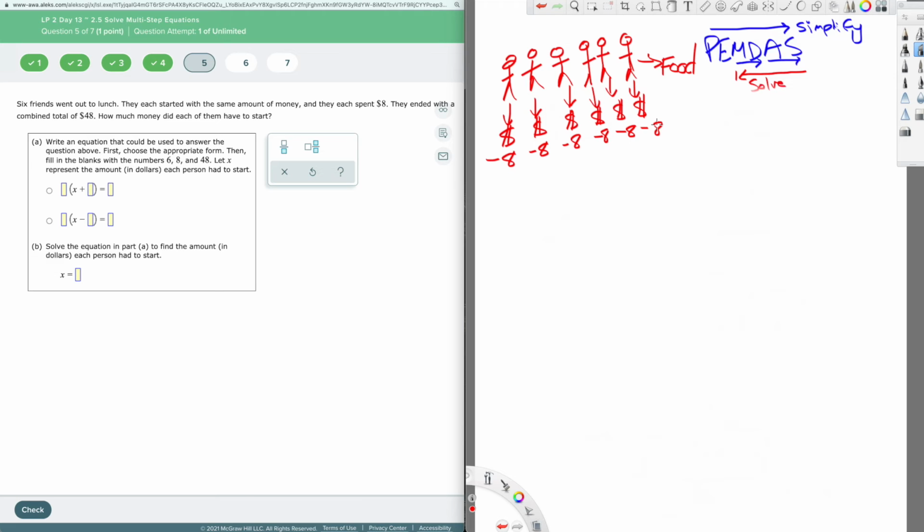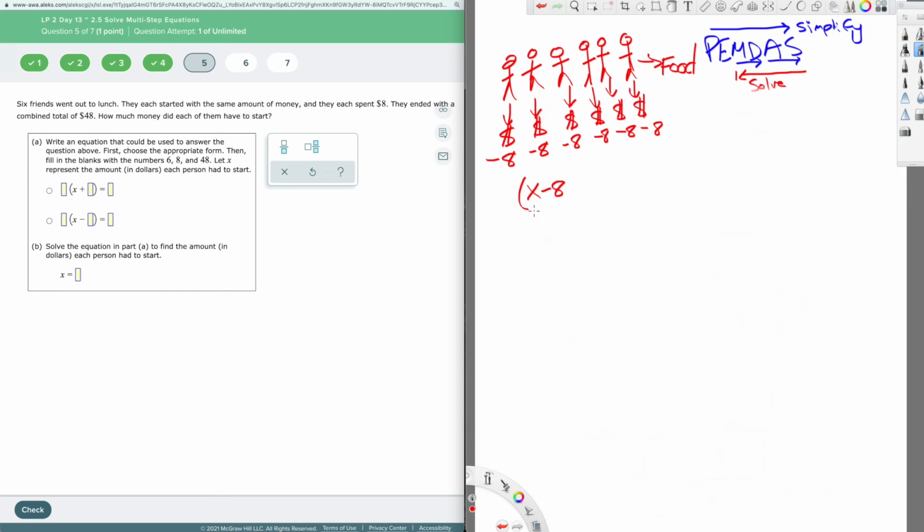So we first have to write an equation that could be used to answer the question above. We want to choose the appropriate form. There are 2 forms: we're either going to choose addition or subtraction. Since they're spending money, I'm thinking it's going to be subtraction, right? And we're going to fill the blanks in with 6, 8, and 48. Let X represent the amount in dollars each person had to start. So instead of the $ sign, we're going to use X. So we're going to have X minus 8, what they started with minus what they spent.